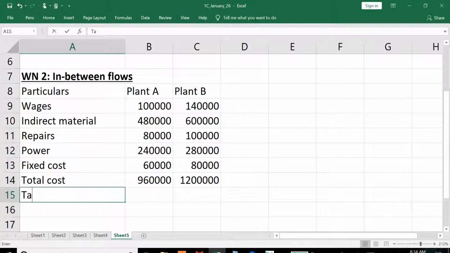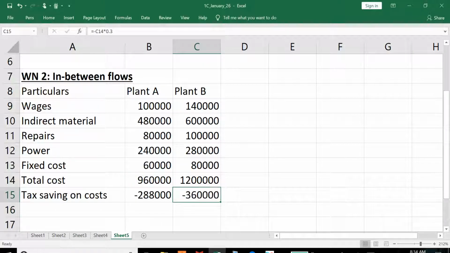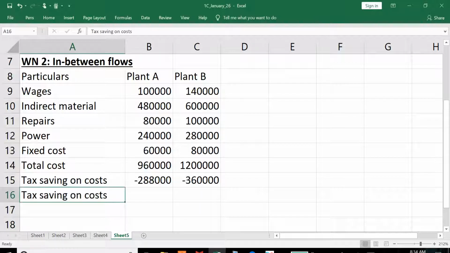Tax saving on costs, this into 0.3 if there is a 30% tax rate, and tax saving on depreciation. Depreciation also you save tax. You will calculate 30% of that, and then only you get the net cash flow. All savings and inflows are negative for us. All inflows are going to be negative in the problem.